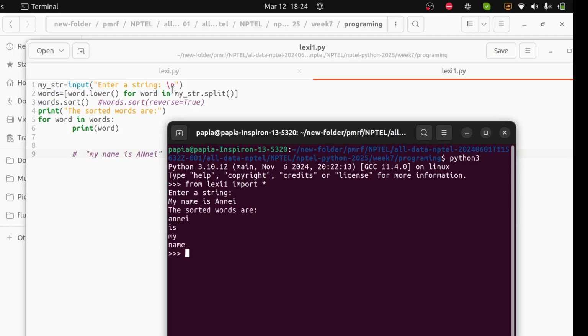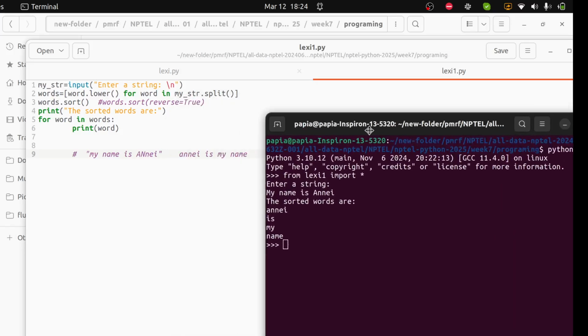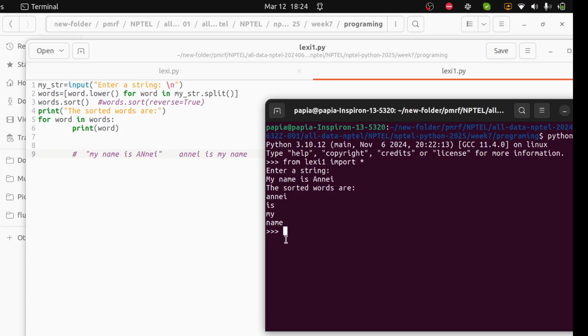Then you can see "the sorted words are". Why is it written here? Because I already mentioned print "the sorted words are". Then what is coming? At the very first Annie is coming. Why? Because A comes first, then E, then M, and then N. So whatever we want is coming here.